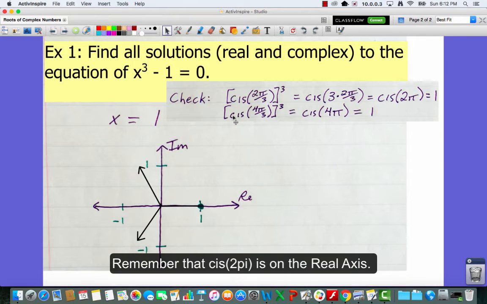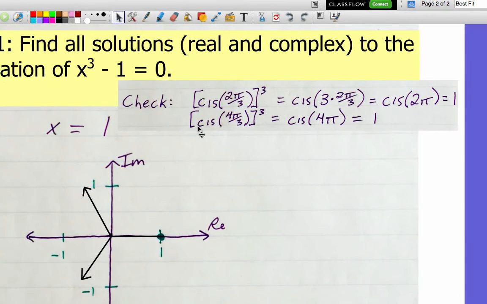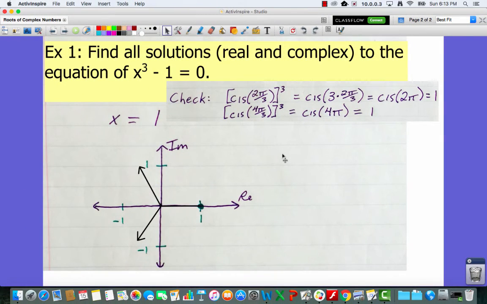We use a similar process for the third root. Cis of 4 pi over 3, this one down here, to the third power after De Moivre's theorem becomes cis of 4 pi, which is also equal to 1. So, we found 3 solutions to the equation x cubed minus 1 equals 0, 2 of which are complex.